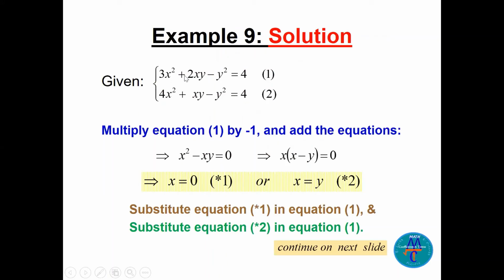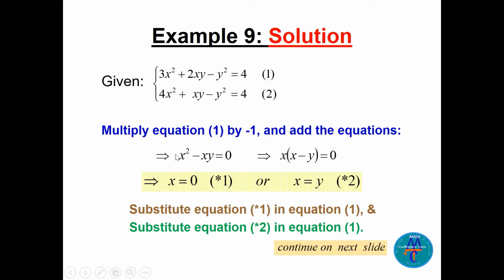Now, here we have x squared with coefficients 3 and 4, xy with different coefficients. We see minus y squared, minus y squared. So we can multiply, let's say, equation 1 by minus 1, then add the equations. So this becomes minus here, this becomes minus, this plus, and this is minus 4. When you add, you get x squared, 4x squared minus 3x squared. And there is a minus here, so it will be minus xy. This will be canceled, because now this will be plus in equation 1. And this is a minus 4. With the 4, it will be 0.